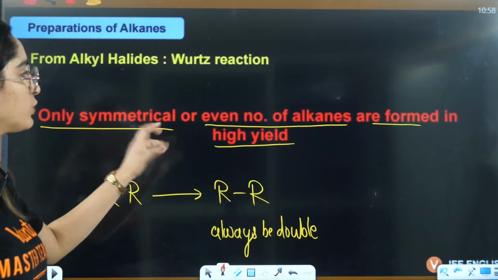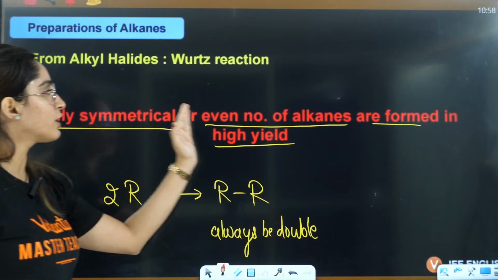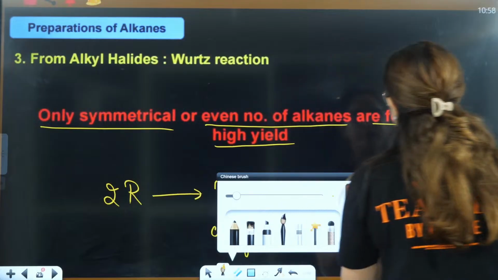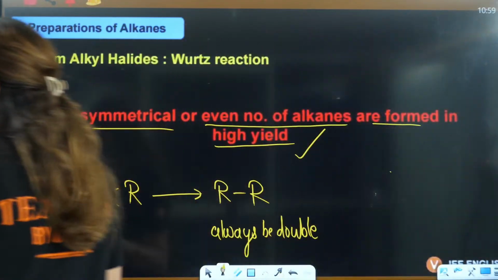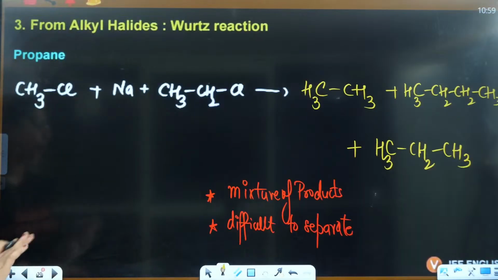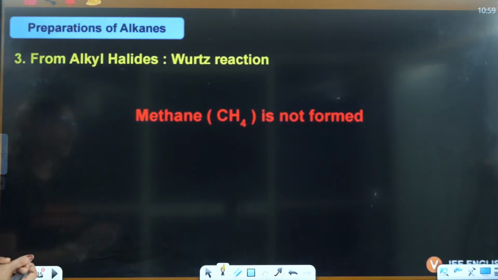So that is why we use this. Only symmetrical or even number of alkanes are formed in high yield. So that's why propane, an odd number alkane, cannot be prepared, because a mixture of products is made.